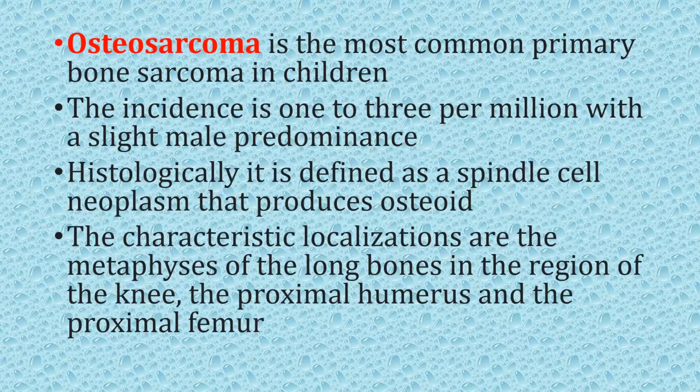Osteosarcoma is the most common primary bone sarcoma in children. The incidence is 1 to 3 per million, with a slight male predominance in the United States. Histologically, it is defined as a spindle cell neoplasm that produces osteoid.